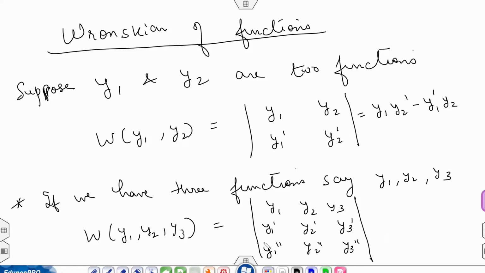Okay, so these two terms are very important for describing the general solution of the homogeneous differential equations and also the non-homogeneous differential equations. So let us see how these two are useful. So I'll write the theorem.